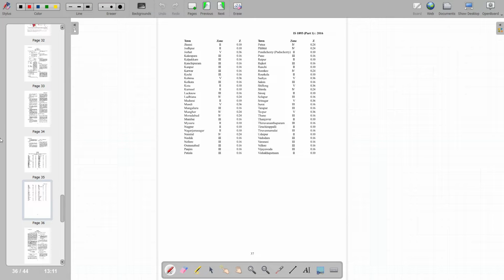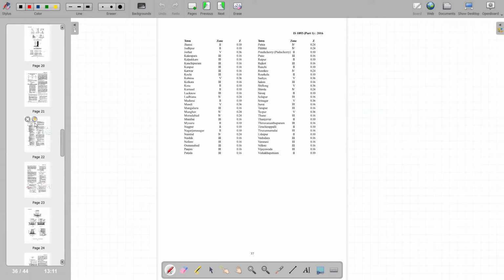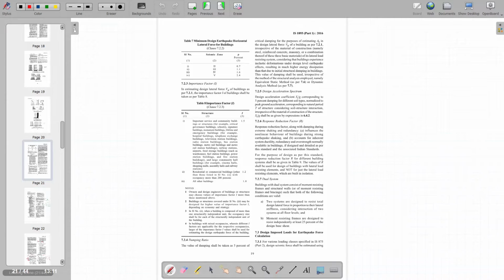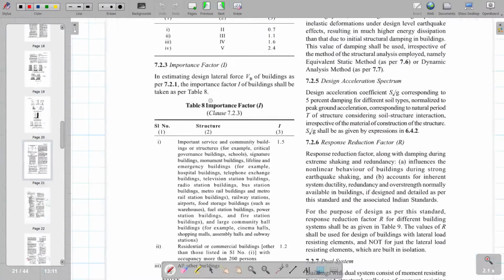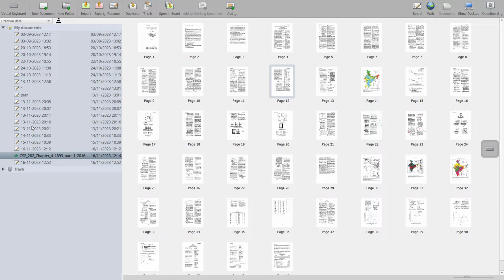Okay, next we will get importance factor. For the importance factor, you have to come to table number 8. Okay, so for that we have to see our problem.